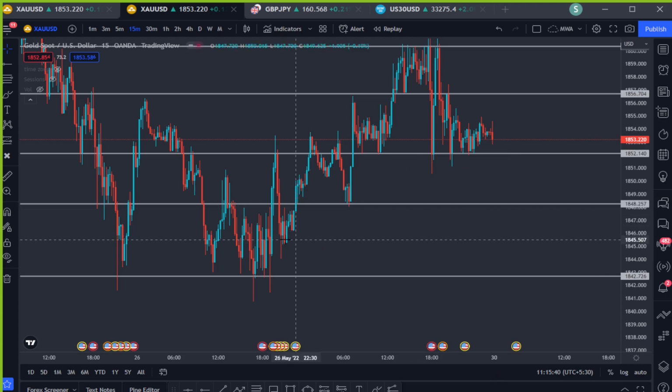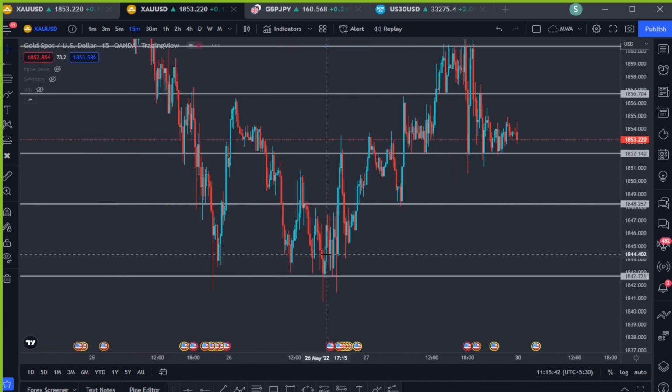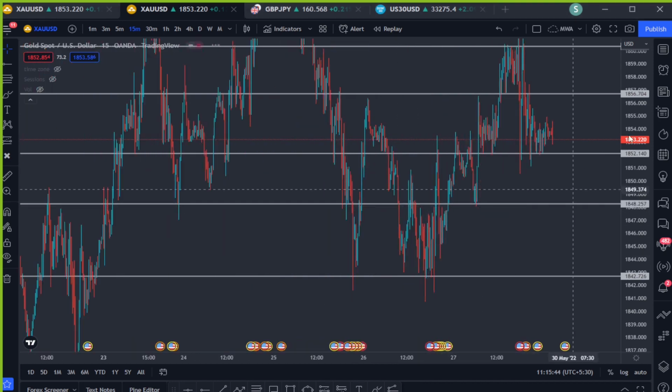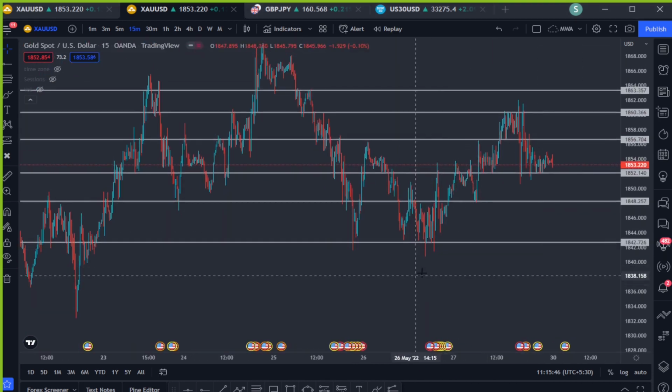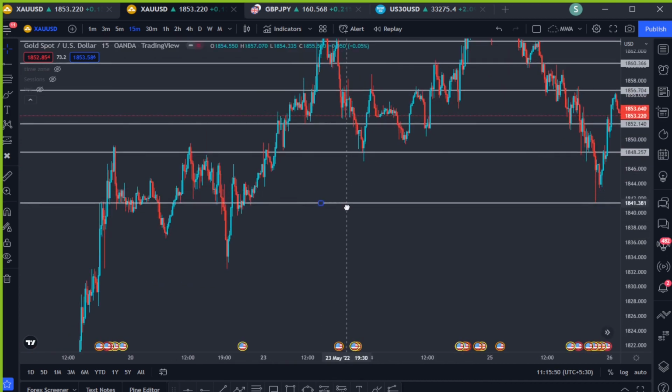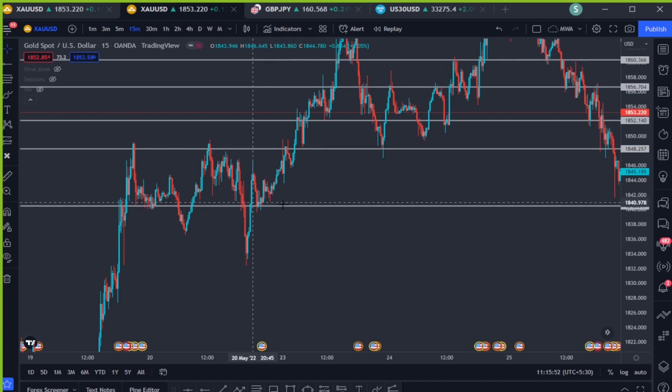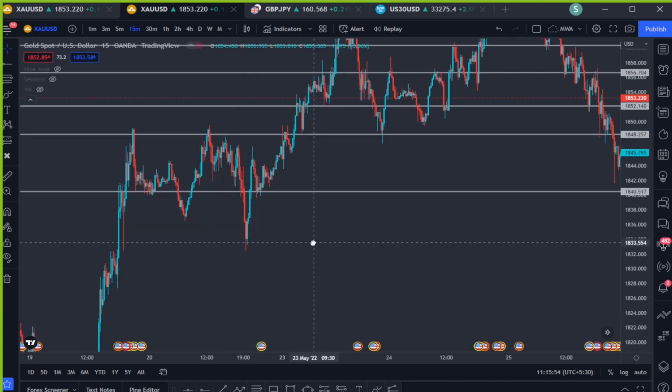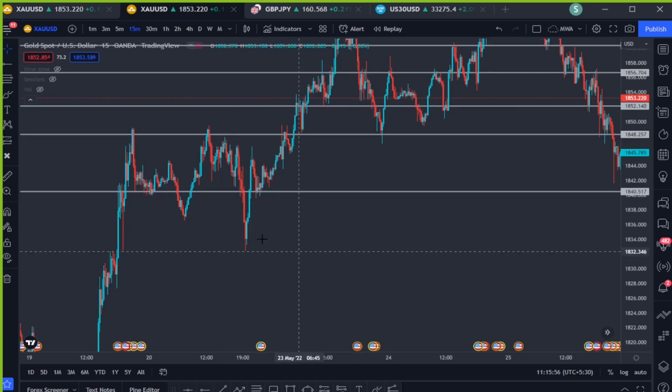Now as you can see, there are lots of supports. We have support here, we have support here, here, here. So there are lots of supports in this area on the 15-minute chart. It doesn't look very clean. So the better area on the 15-minute to look for the short is right here. Now as you can see, below this area, it's a pretty much clean range on the 15-minute chart.